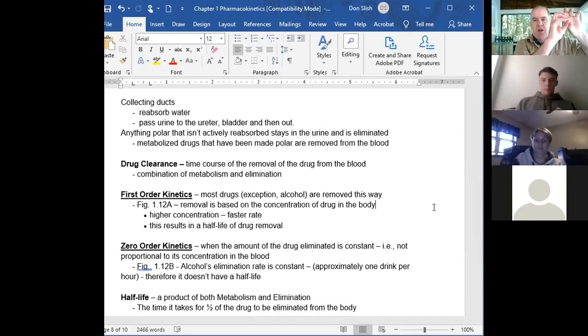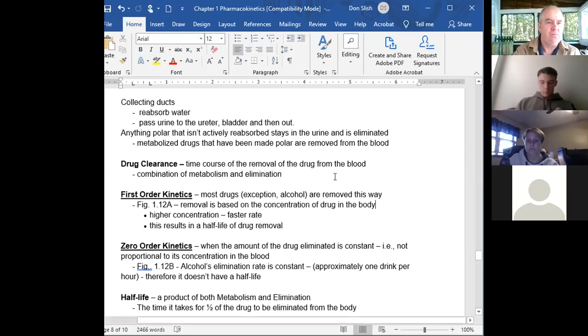So metabolism and elimination, you put them together, you get drug clearance. Drug clearance is the product of both, which means it's how long it takes the drug to be removed from the blood. Drug clearance is typically measured in a half-life, but it depends on the kinetics of how it leaves. Most things are going to leave by first order kinetics, which gives you a half-life.